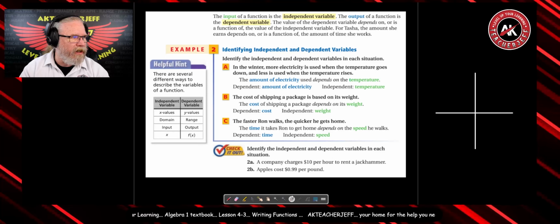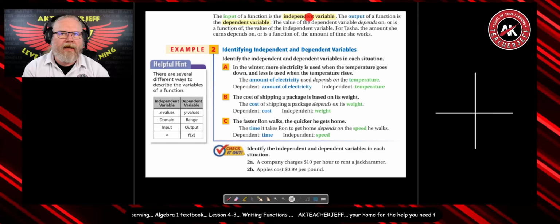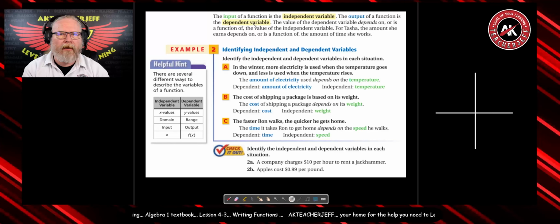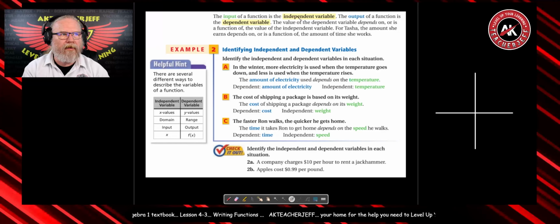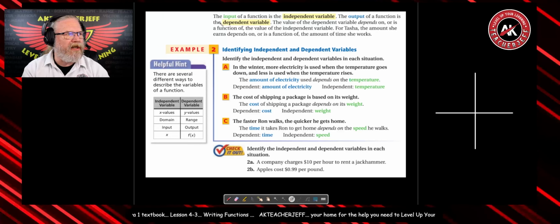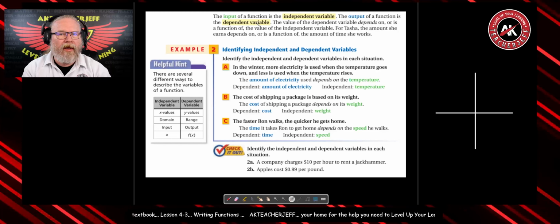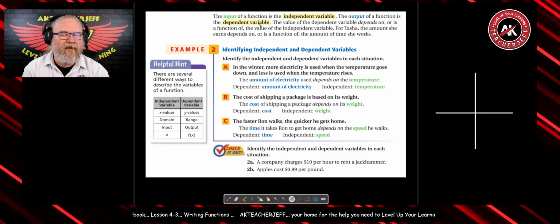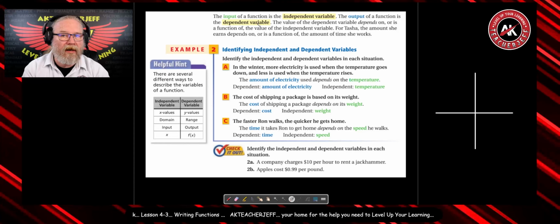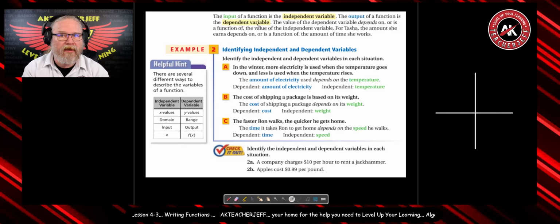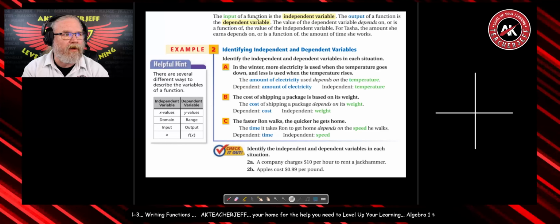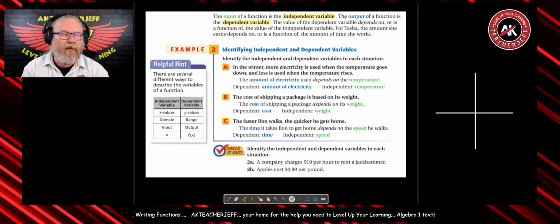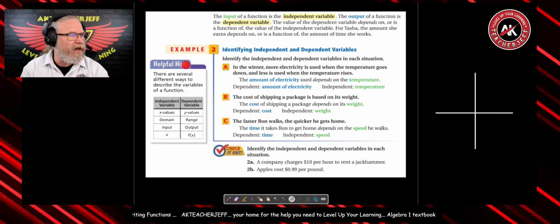Looking at the next slide, we're going to talk about independent variables and dependent variables. So the input of a function is the independent variable. The output of a function is the dependent variable. Now, you've probably heard the word output before in previous lessons when we're talking about domain and x values and range and y values, those type of things, right? I've used the word input and output before. So let's look over here at the helpful hint.